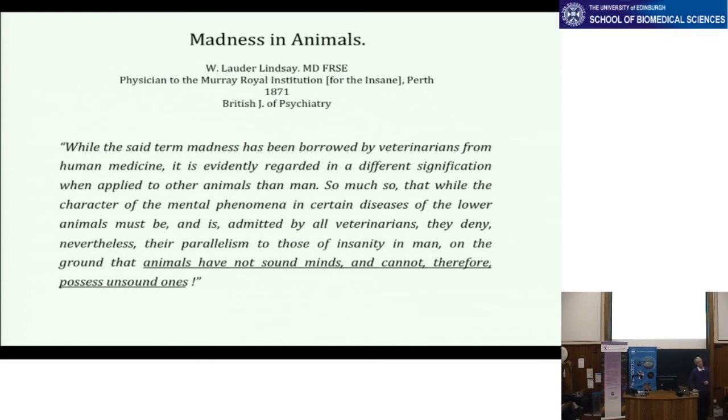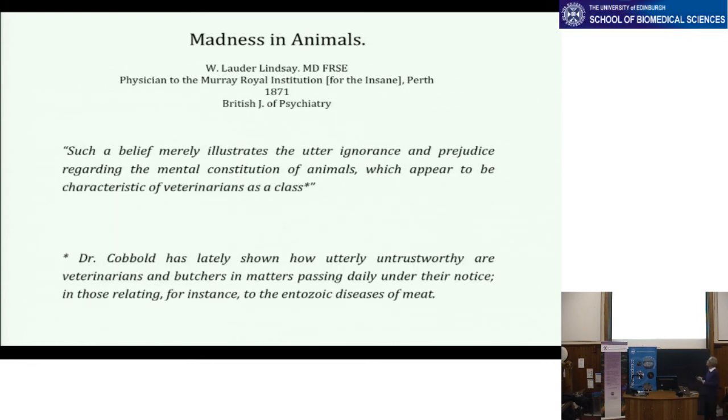If you read a little bit further into this manuscript, he goes on. He says, "Such a belief merely illustrates the utter ignorance and prejudice regarding the mental constitution of animals which appear to be characteristic of veterinarians as a class." I couldn't imagine writing that in a paper today. But then he has an asterisk with a footnote, and he goes on, and he says, "Dr. Cobbold has lately shown how utterly untrustworthy are veterinarians and butchers in matters of passing daily under their notice, in those relating, for instance, to the entozoic diseases of meat."